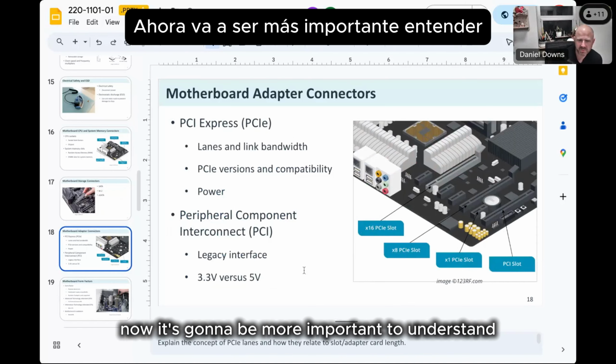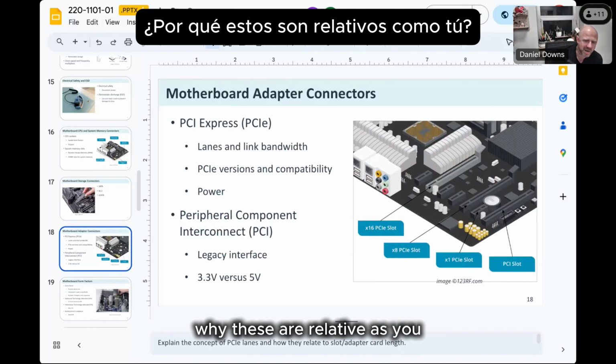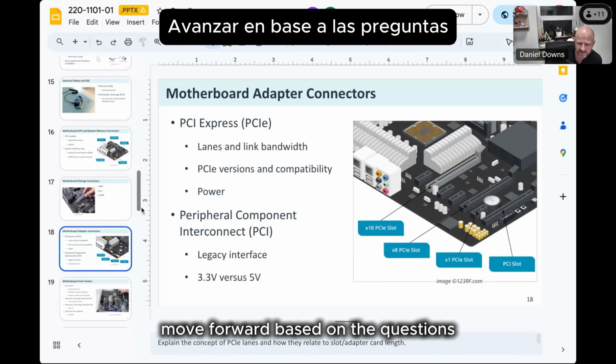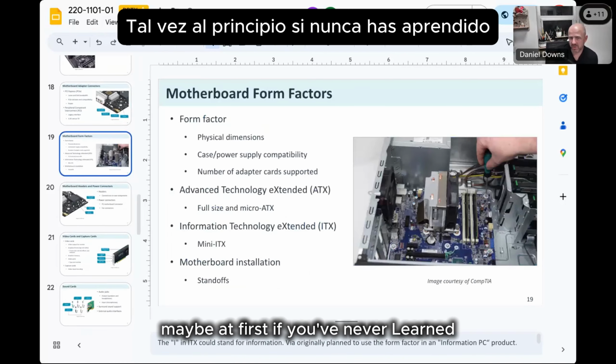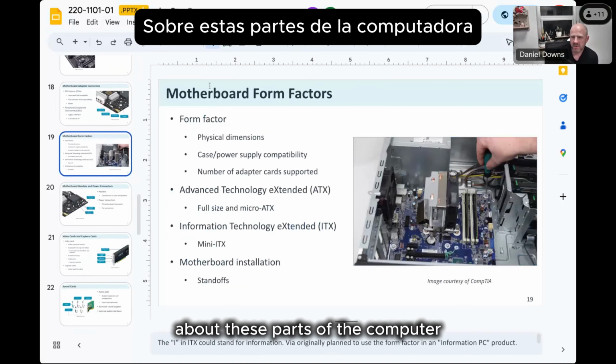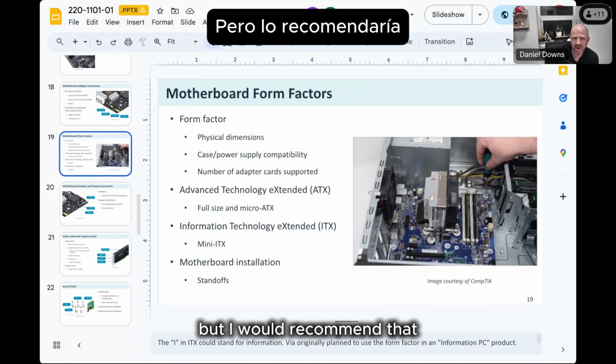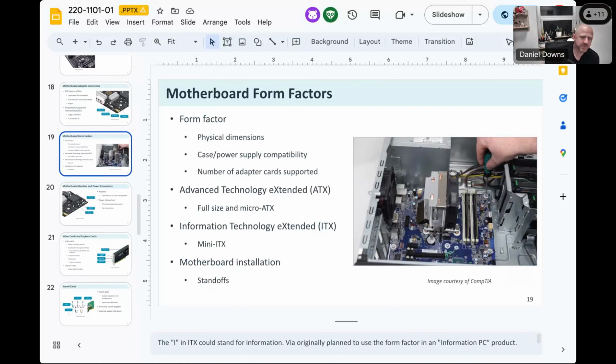Now, it's going to be more important to understand why these are relevant as you move forward based on the questions. So I know it's a lot of information, maybe at first, if you've never learned about these parts of the computer, but I would recommend that you start to learn why you're learning it, which will come in the reading.